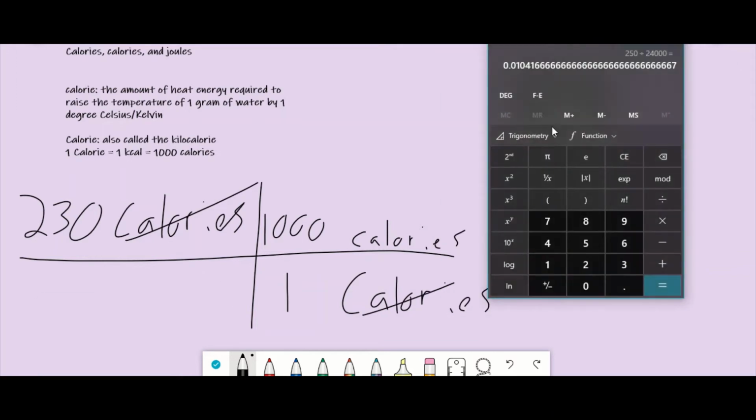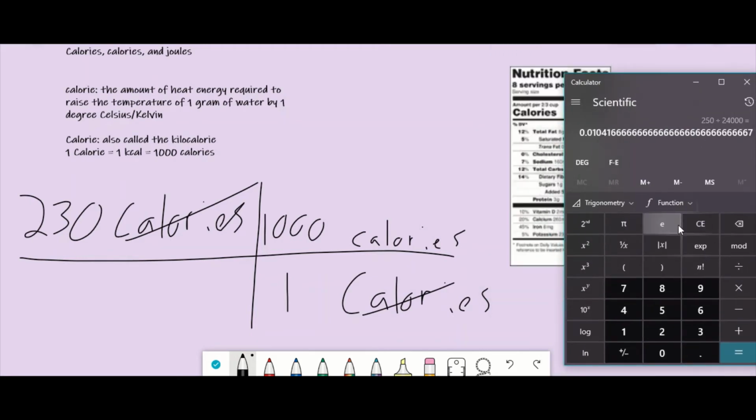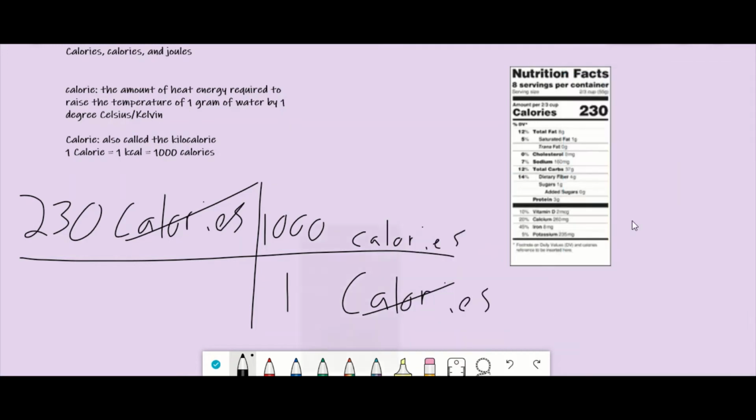Let me take out a calculator right here. So we have 230 times 1,000, and then if you divide by 1, it's going to be the same thing. So it's going to be 230,000. Let's write that. Is equal to 230,000 calories.